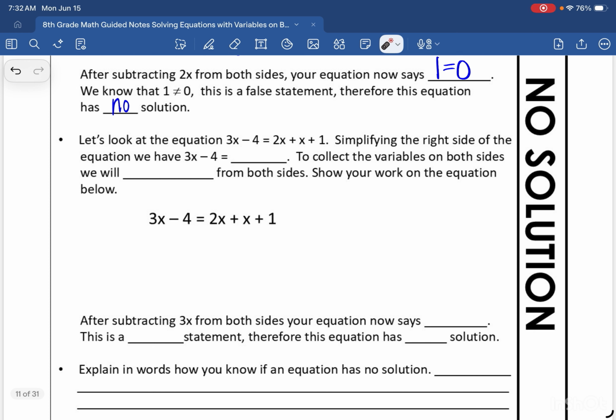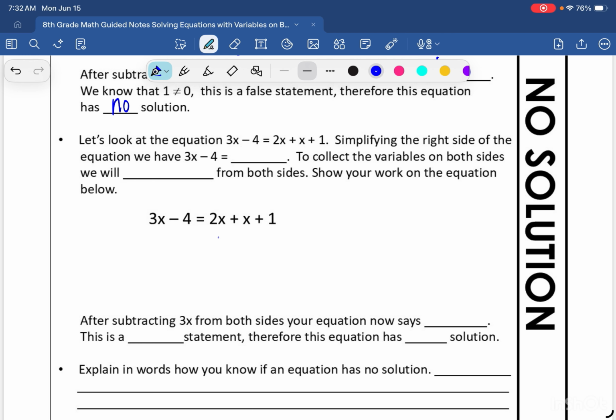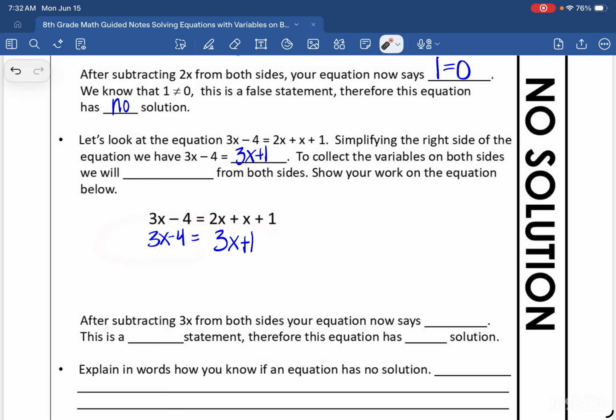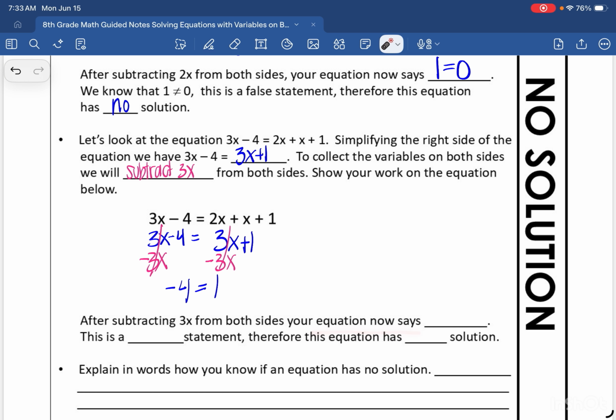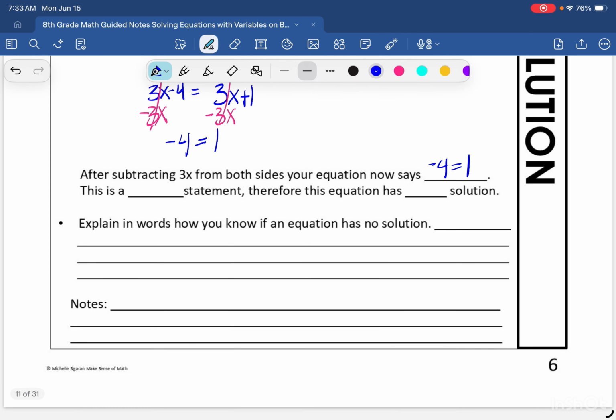Let's look at the equation 3x minus 4 equals 2x plus 1. Simplify the right side of the equation. We have, so if we're going to simplify this part right here, we have 3x plus 1. To collect the variables on both sides, let's say I want to get the variables here onto the left. So let's subtract 3x from both sides. Once I do that, this cancels and that cancels. So now my equation says negative 4 equals 1. So after subtracting 3x from both sides, your equation now says negative 4 equals 1. This is a false statement. Therefore, this equation has no solution.